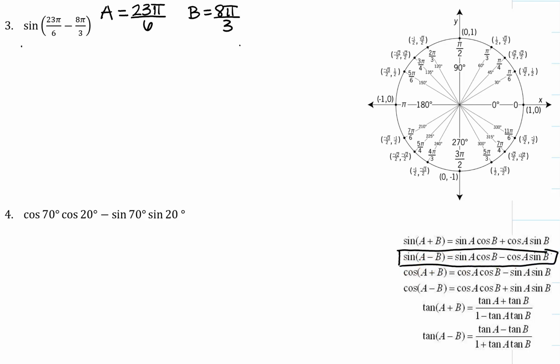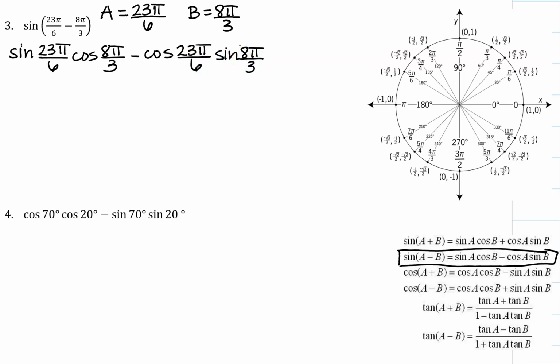So according to the formula, sine of a minus b is equal to sine of a. So that is sine of 23 pi divided by 6, multiplied with cosine of b, so cosine of 8 pi over 3. And then we are subtracting cosine of a, which is cosine of 23 pi divided by 6, multiplied with sine of b, which is sine of 8 pi over 3.